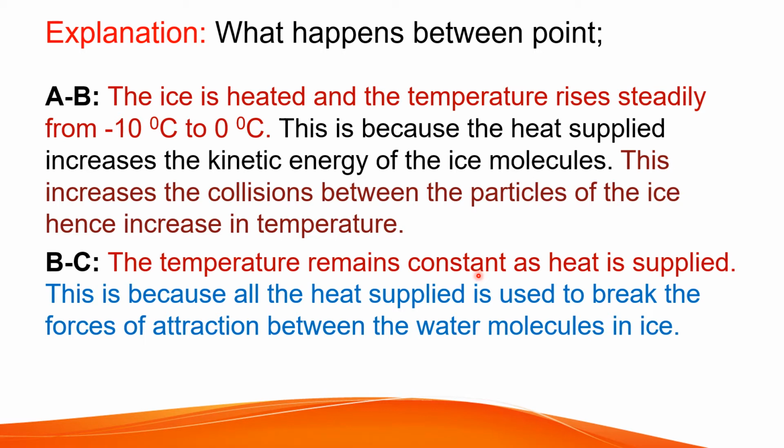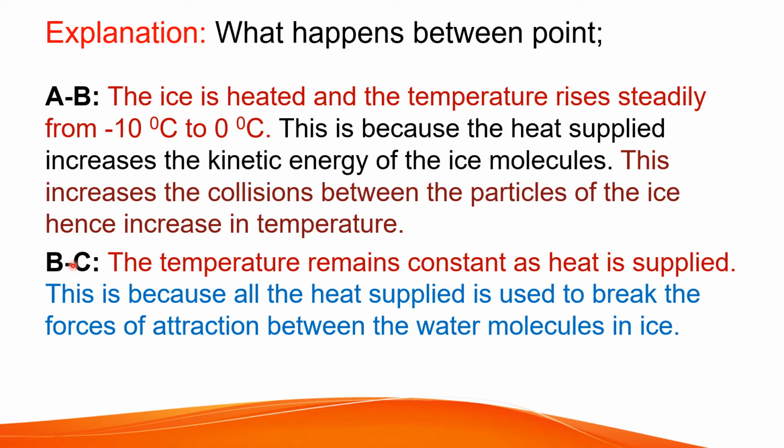Why? This is because all the heat supplied is used to break the forces of attraction between the water molecules in ice. We said that the melting point of ice is 0. So when it reaches 0 degrees Celsius, it starts to melt. So point B to C is a process that we call melting. And melting is change of state from solid to liquid. So at point B to C, we have a mixture of solid and liquid. We don't have one state. That is why I have not stated the state at point B to C.